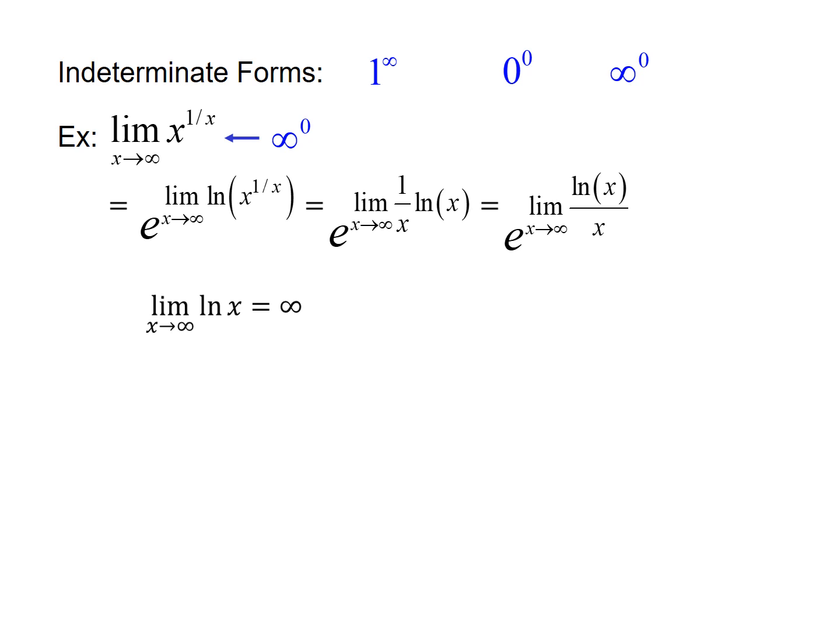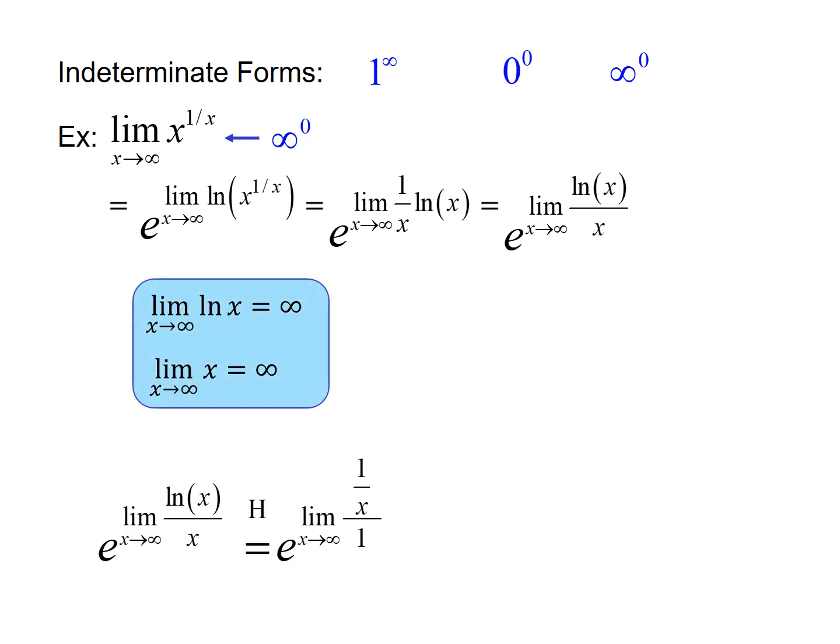So let's just verify here. Limit as x goes to infinity of the top is infinity. Limit as x goes to infinity of the bottom is infinity. Applying L'Hopital's rule, e is unaffected. The derivative of natural log is 1 over x. Derivative of x is 1. That approaches 0, so we have e to the power of 0, which is 1. And this same method will work for all of those forms, 1 to infinity and 0 to the power of 0.